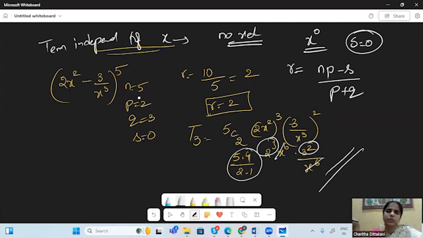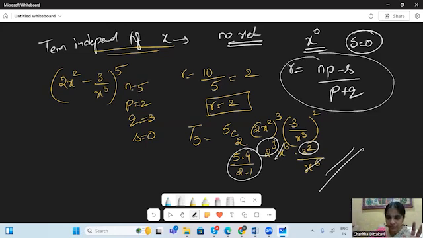So whichever power of x they are asking, you can directly go with the position of the term given by r equal to (np − s)/(p + q). That's the most wonderful formula one can have. Clear? Please make a note of this.